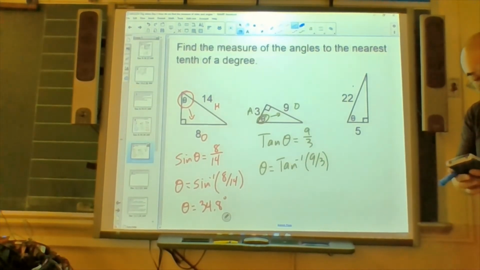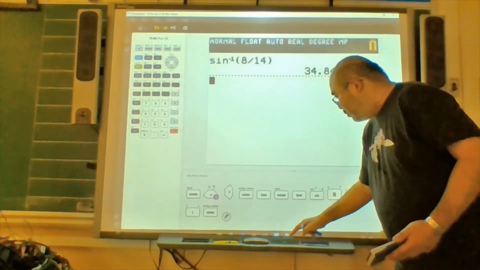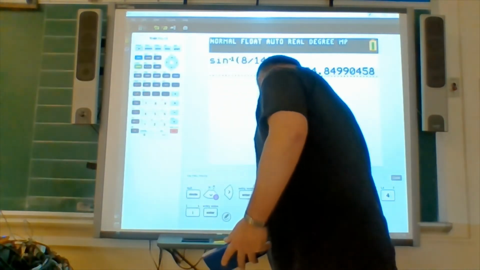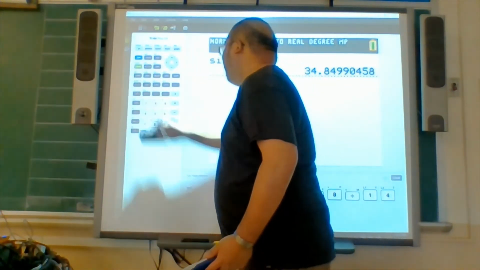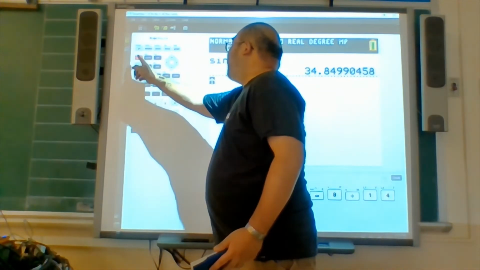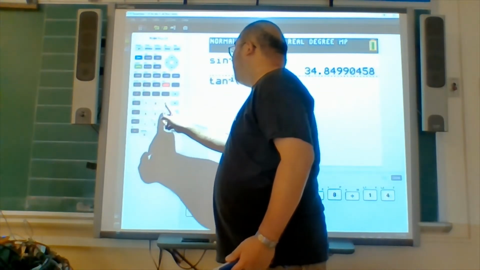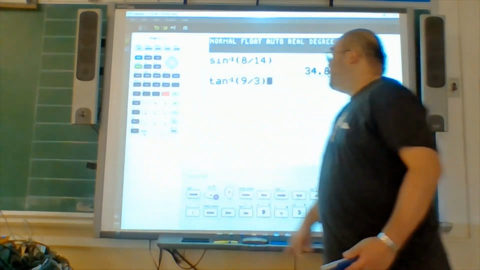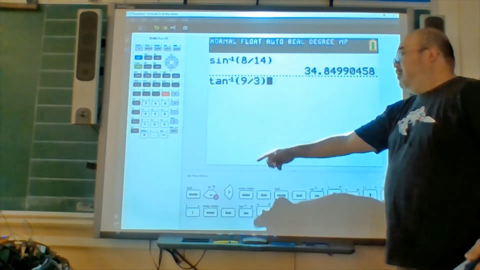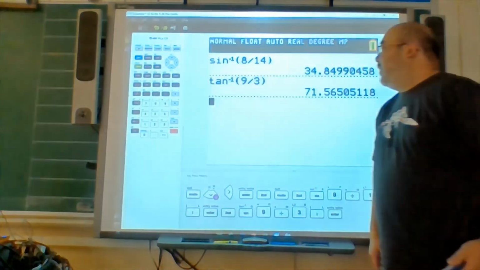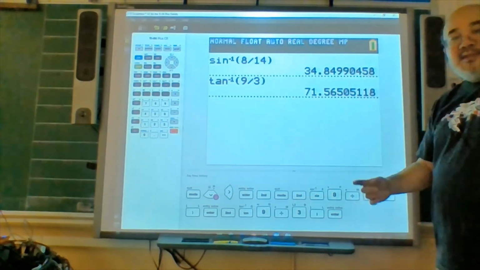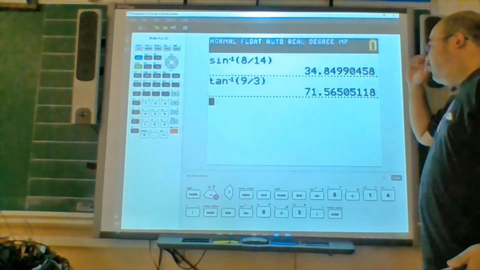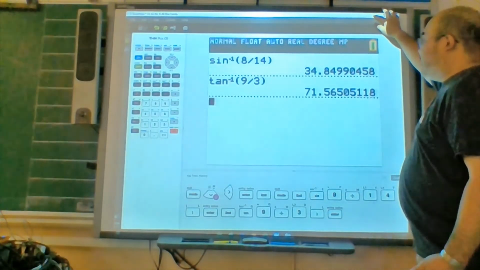Second tan, 9 divided by 3. Close parenthesis. Second tan, tan negative 1, 9 divided by 3. We hit enter. And we find in this case 71.56, round to the nearest tenth. Here, the hundredths place will be rounding upwards, so it'll be 71.6 degrees.